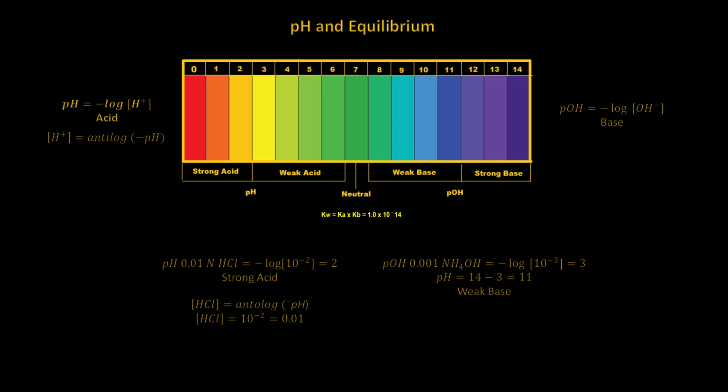Now, knowing the base value of ammonium hydroxide in a solution, the molar concentration can be determined, however, it must be converted back from pOH to a pH value. Since the pOH value was 11, 14 minus 11 brings it back to the pH value of 3. The antilog, therefore, is 10 to the minus 3, which equates to 0.001 normal.